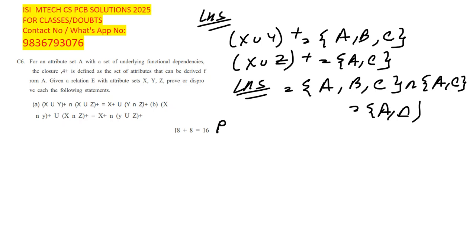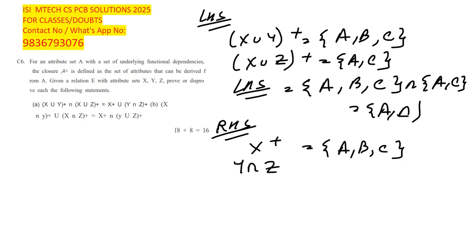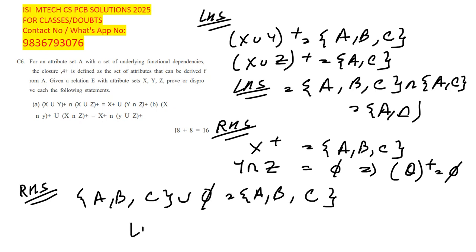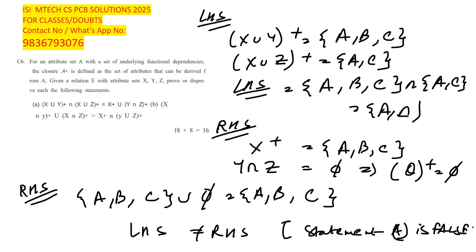Okay, now coming to the right hand side, closure, so y intersection set is, or so the right hand side A, B, C. So left hand side is not equal to right hand side. So then statement A is false, correct?